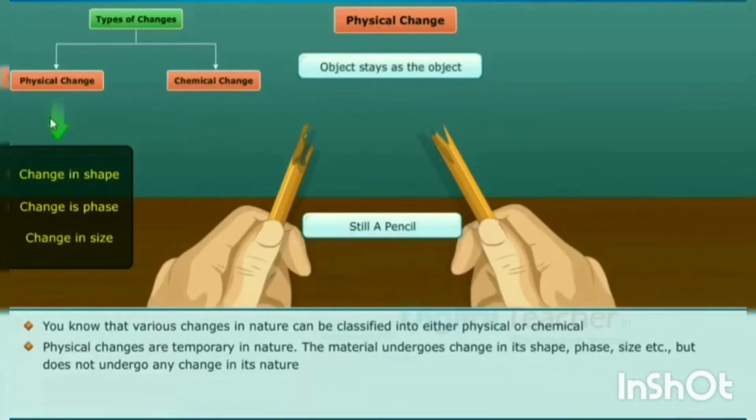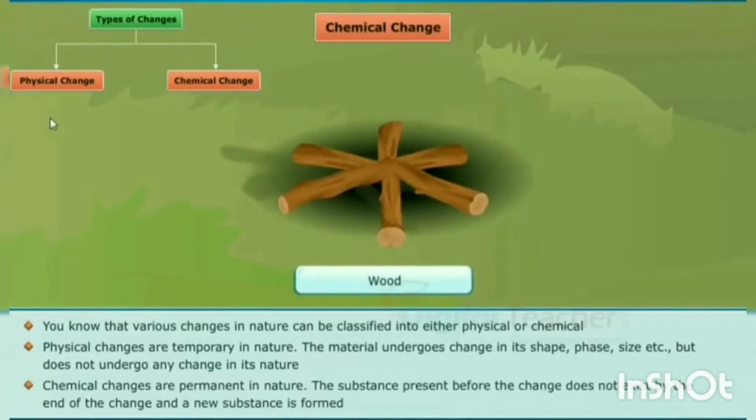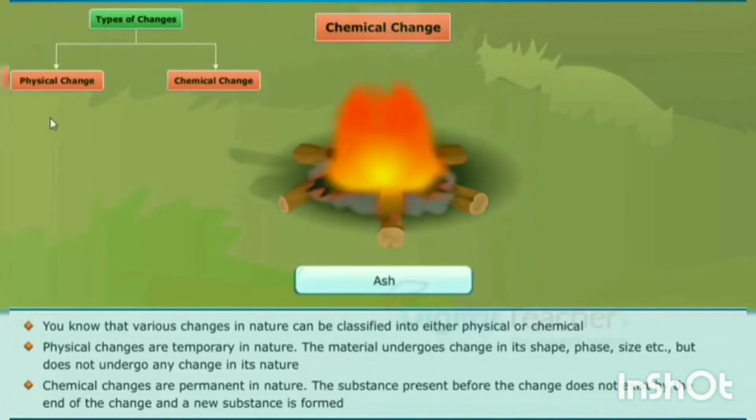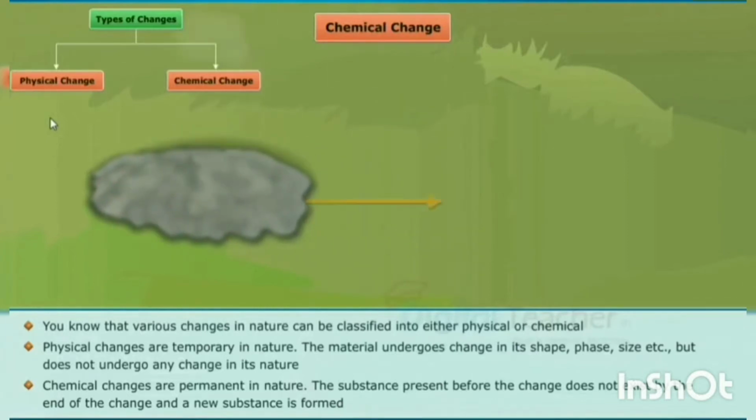While chemical changes are permanent in nature, the substance present before the change does not exist by the end of the change and a new substance is formed. As we can see here in the example, wood is burned to ashes and that ash cannot be converted back to wood.